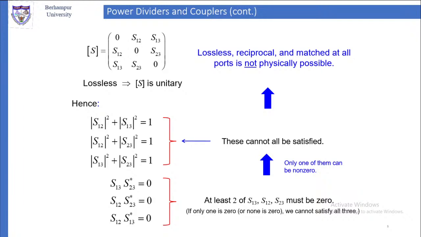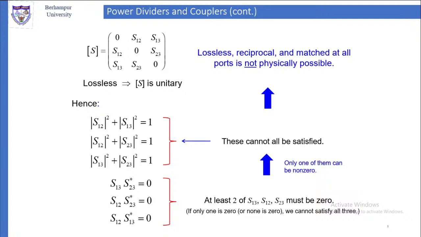Then condition 2 is S13 into S23 star will be equal to 0. S23 star means the conjugate of S23. So S13 multiplied by the conjugate of S23 is equal to 0. S12 multiplied by the conjugate of S23 is equal to 0. S12 multiplied by the conjugate of S13 is equal to 0.